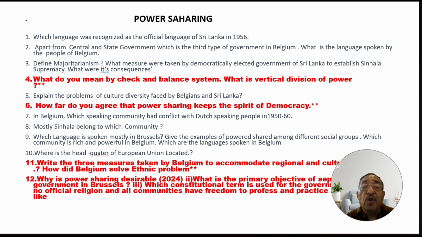majoritarianism. What measures were taken by the democratically elected government of Sri Lanka to establish Sinhala supremacy? What were its consequences? Question number 4 was asked in 2024. What do you mean by check and balance system? What is the vertical division of power?